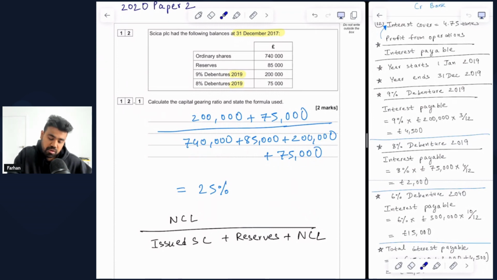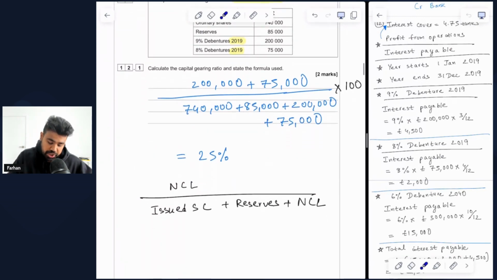And you must convert this final answer into a percentage by multiplying with 100, and the final answer on that basis is 25%. Let's move to the second part of the question.